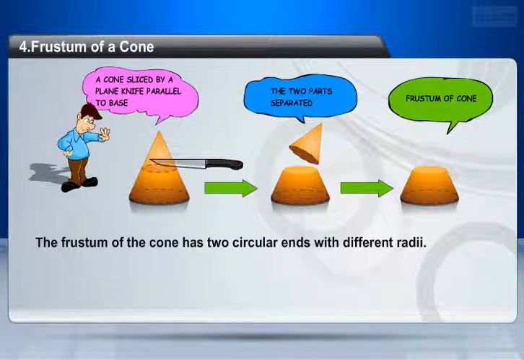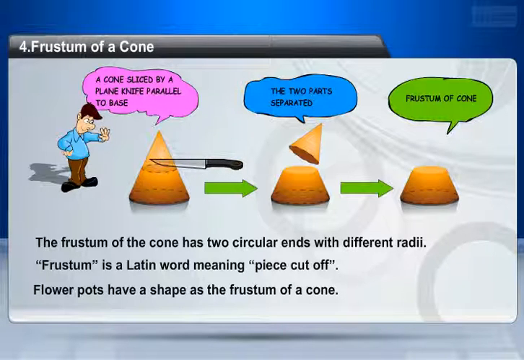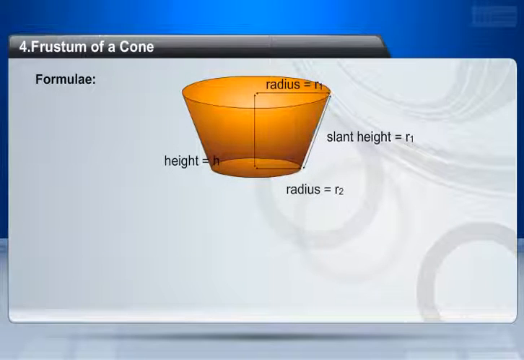The frustum of the cone has two circular ends, with different radii. Frustum is a Latin word, meaning piece cut off. Flower pots have a shape of the frustum of a cone. Let us see some formulae related to frustum of the cone.